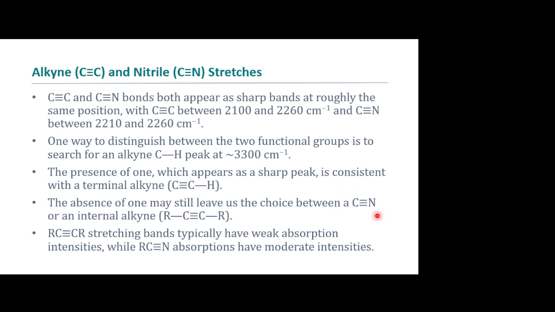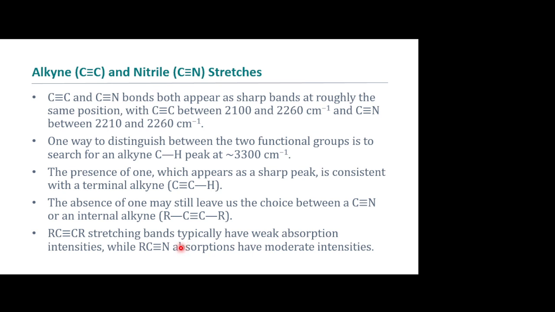The absence of it could still leave us with an alkyne because we could have an internal alkyne, right? Not at the end of the chain, within the chain. Okay? So the difference typically is going to be about the absorption intensities. If we have an internal alkyne, one that has carbons on both sides, these are going to have very weak absorption intensities because they have carbons on both sides. The dipole moment doesn't change a lot when you stretch.